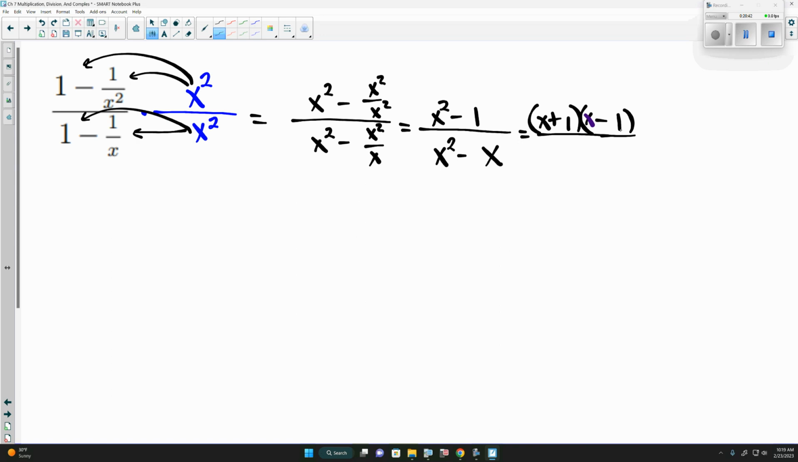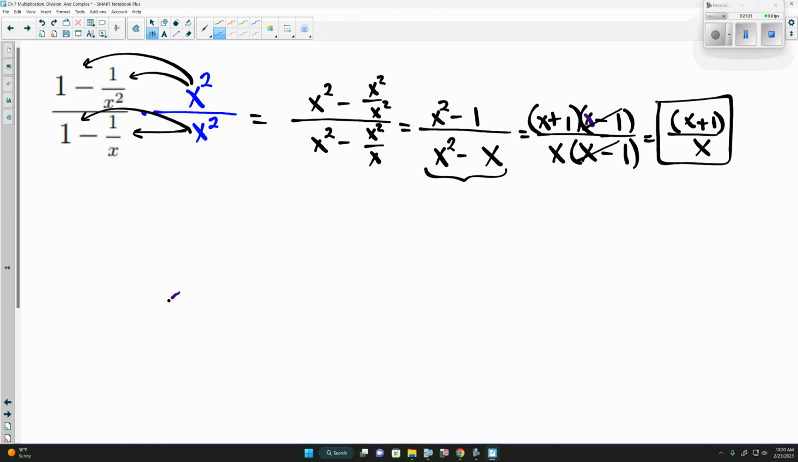Is there a greatest common factor, or can we factor the denominator? Well, they both have an x. And if we factor x out of x squared, we're left with x, minus x factors out completely, so it is 1. Do we have something in common on top and bottom? X minus 1 and x minus 1, leaving us with x plus 1 over x. And this here is as simplified as it gets.